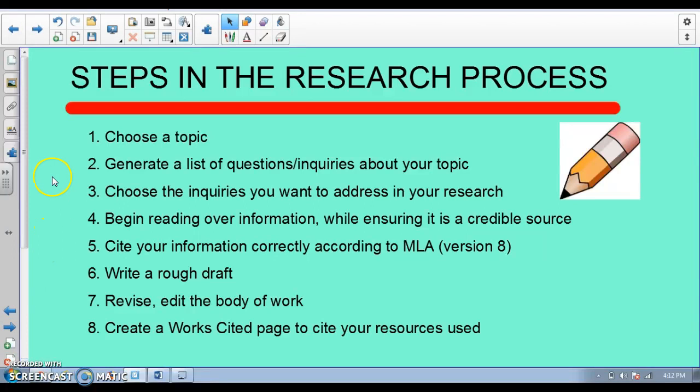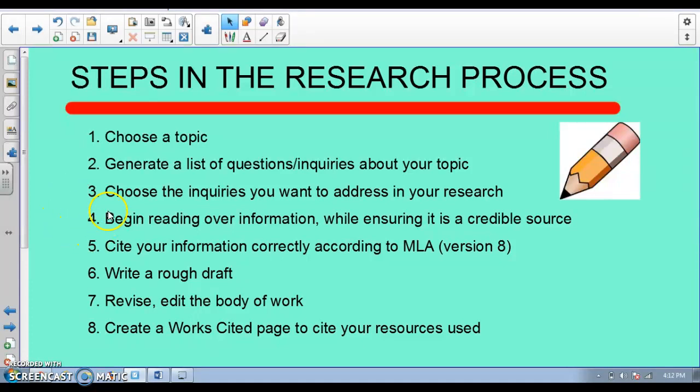From your topic, you're going to generate a list of questions or inquiries about your topic. And so what that means is you need to decide what is important about this topic that I need to look up or want to share with my audience. That is going to help you with step number 3, where you narrow down your inquiries or you narrow down your questions that you specifically want to address just for your research. What's pertinent, what's relevant, what's important.